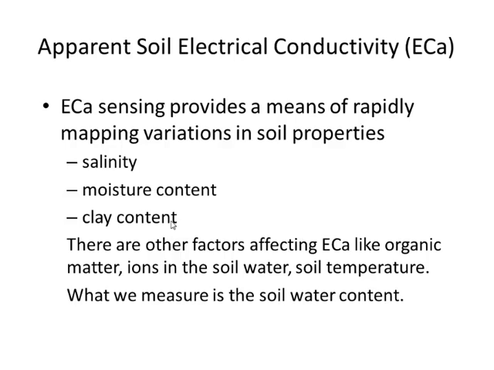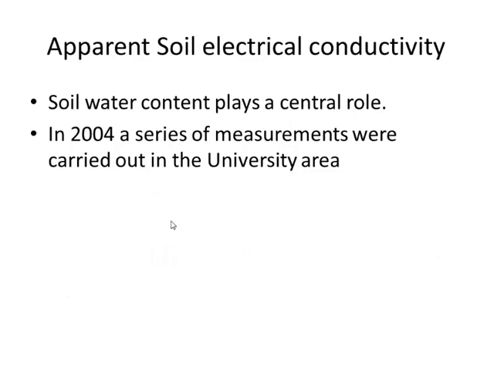So if we have a field, if we exclude fields with salinity, and we try to have a field with homogeneous moisture content, then most of the difference we measure is soil texture. This is why we usually use apparent electrical conductivity: with one pass of one of the instruments we have, we get a picture of the electrical conductivity, the clay content, or if you want, the texture of the soil. There are other factors like organic matter or some ions, but their influence is minor. The major influence is the clay content.